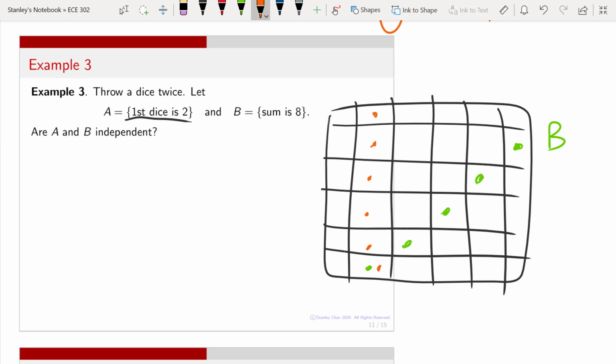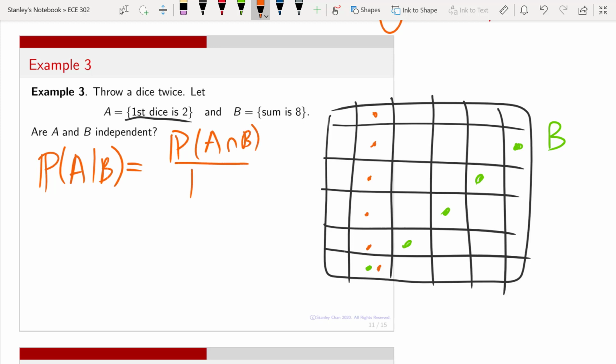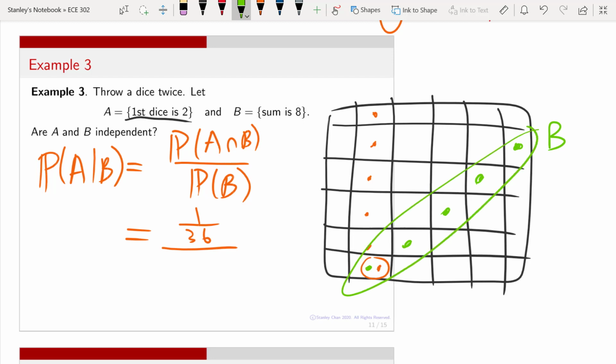Okay, so now are you overlapping? Well, you do have overlap. Okay, and we can calculate the probability of A given B, which is the ratio of A-intersect B divided by the probability of B. This is going to be 1 over 36, because this is the situation, right? And then you look at the event B. Event B contains these 5, so you have 5 over 36. So this will give you 1 over 5.